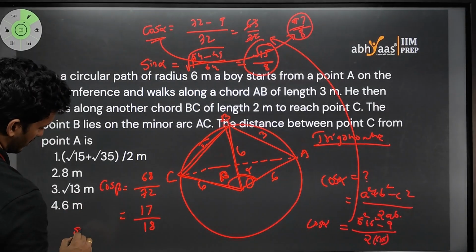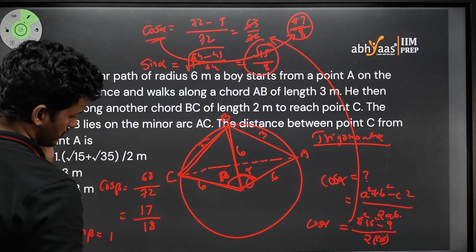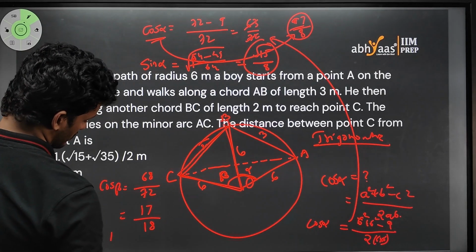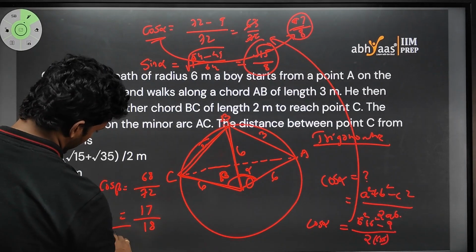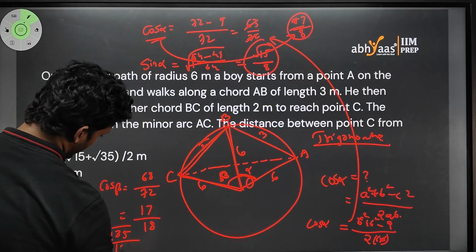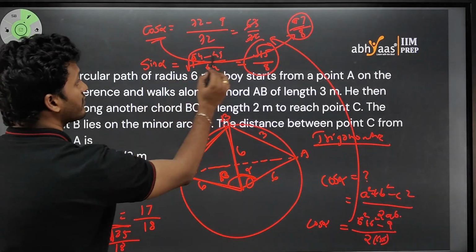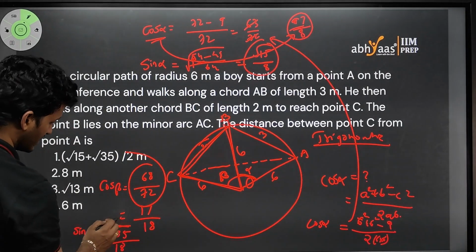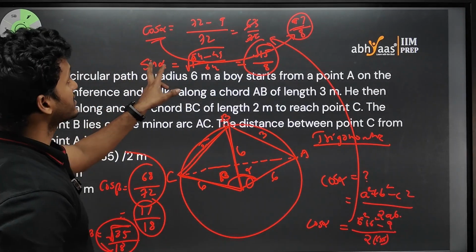And sin beta would be the square root of 1 minus 289 by 324, which is 324 minus 289, that is 35. So root 35 divided by 18. Sin beta would be root 35 by 18, and sin alpha is root 15 by 8. So we have cos beta as 17 by 18, sin beta as root 35 by 18, and sin alpha and cos alpha.